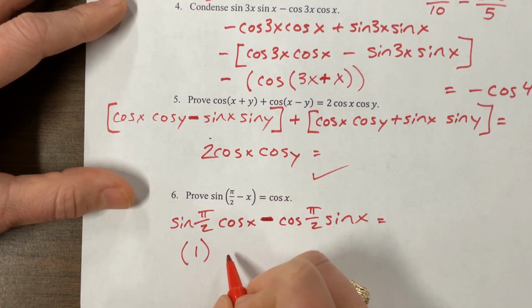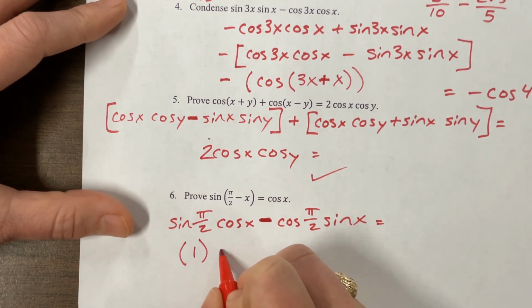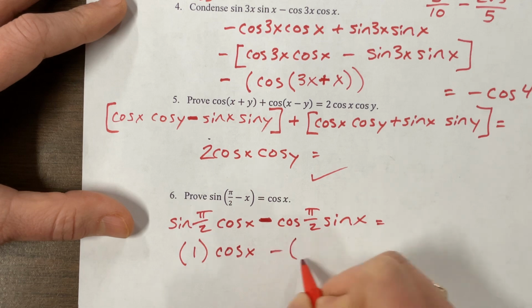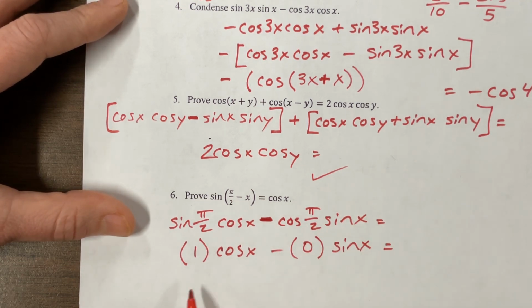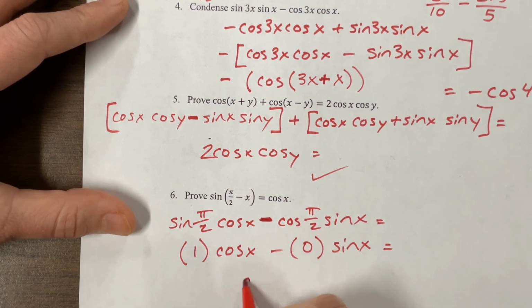No. Yes. Oh my goodness. Okay, time to go home. Cosine of x minus cosine of pi over 2 is equal to 0. That one's equal to 0. And so 0 times that, that's gone. So I just have cosine of x is equal to cosine of x. And life is good.